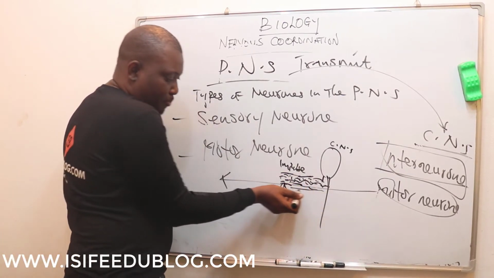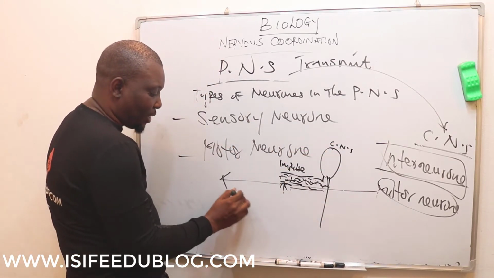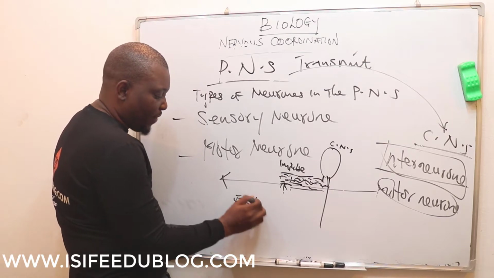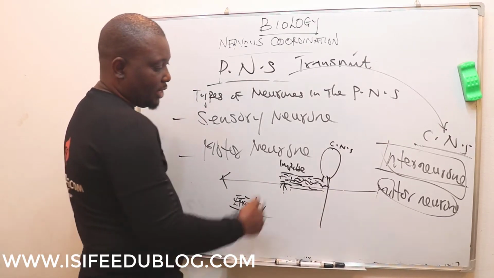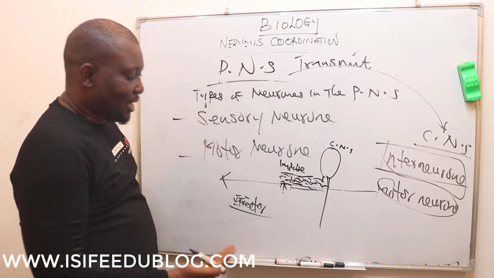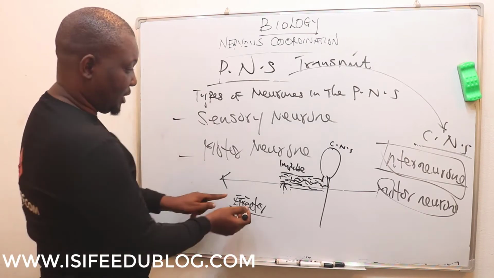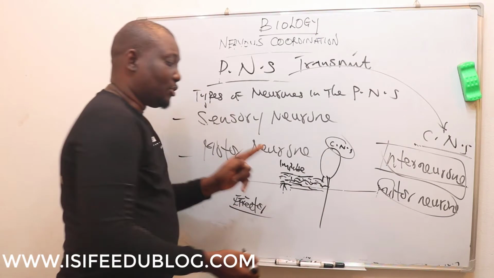But coming back to the PNS, the motor neuron goes straight to the effector. The effector could be a gland, a muscle, or an organ, where its effects are exerted. That should be the target organ. So this is the target organ. The motor neuron is bringing impulses from the CNS to the target organ.